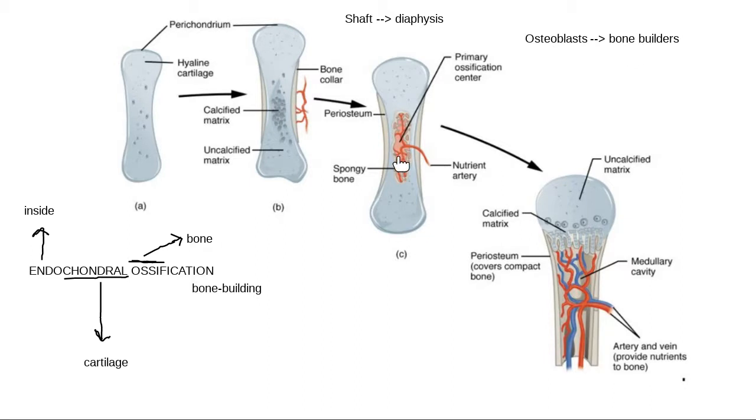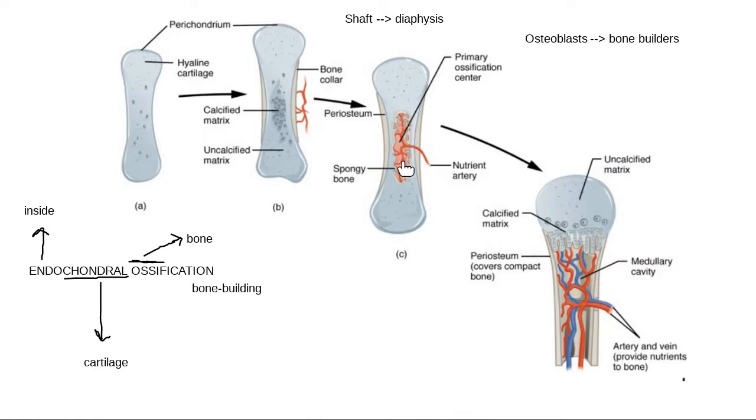So I bring in my blood vessel, I bring in my bone builders, and I build this thing called the primary ossification center. So the primary ossification center is the first place that I'm building good, strong bone tissue. The first place I build good, strong bone tissue, the primary ossification center, in the diaphysis or the shaft of the bone.